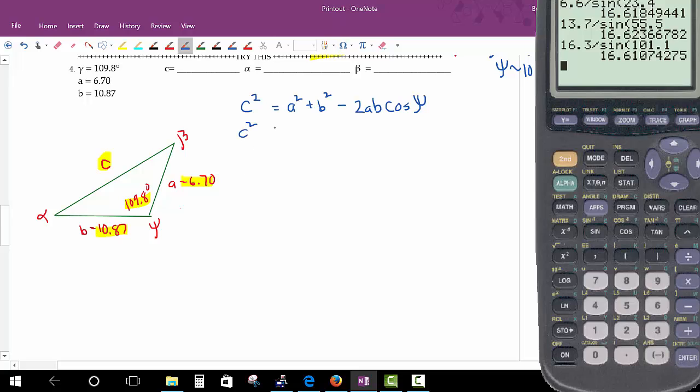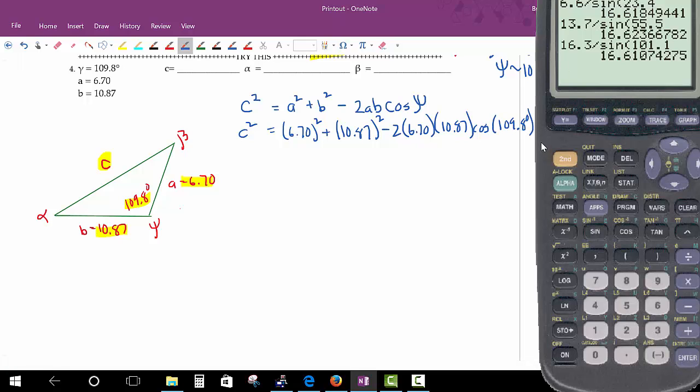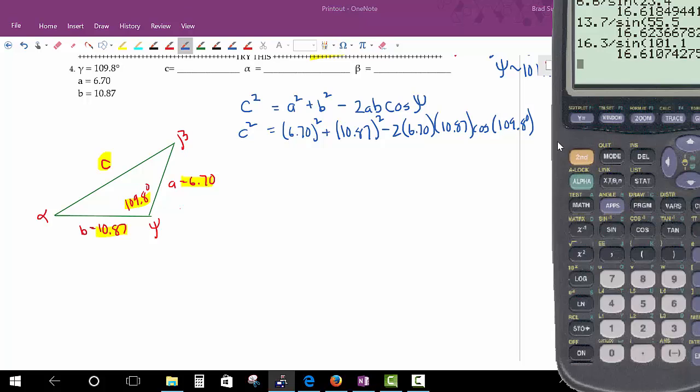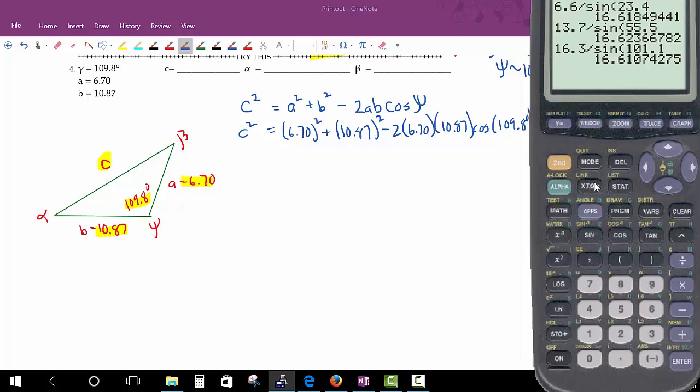Now start plugging in. A is 6.7, B is 10.87, minus 2 times A, 6.7, times B, 10.87, times the cosine of the angle in between, 109.8. So think of it as the sum of squares of the other two sides minus twice the product of the other two sides times the cosine of the angle in between. It's not that hard to remember, really. All right, now plug it in.